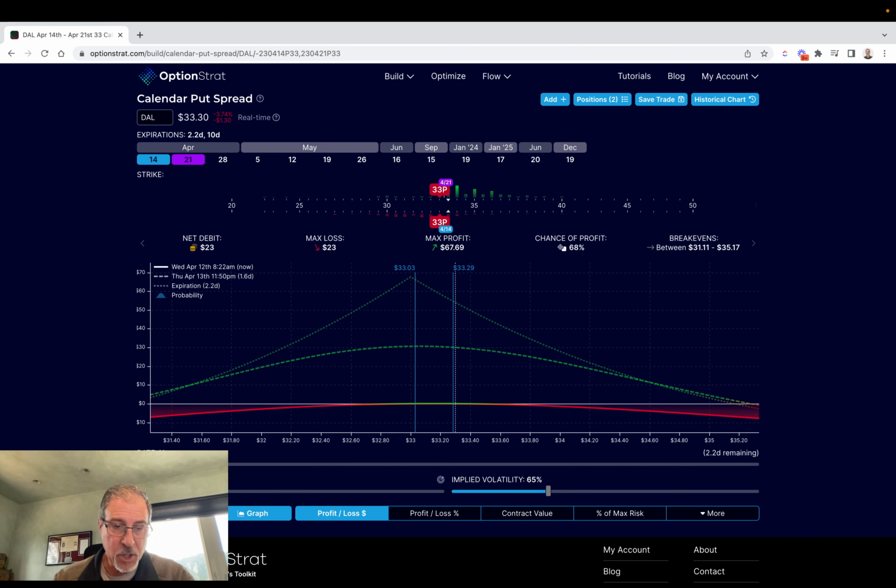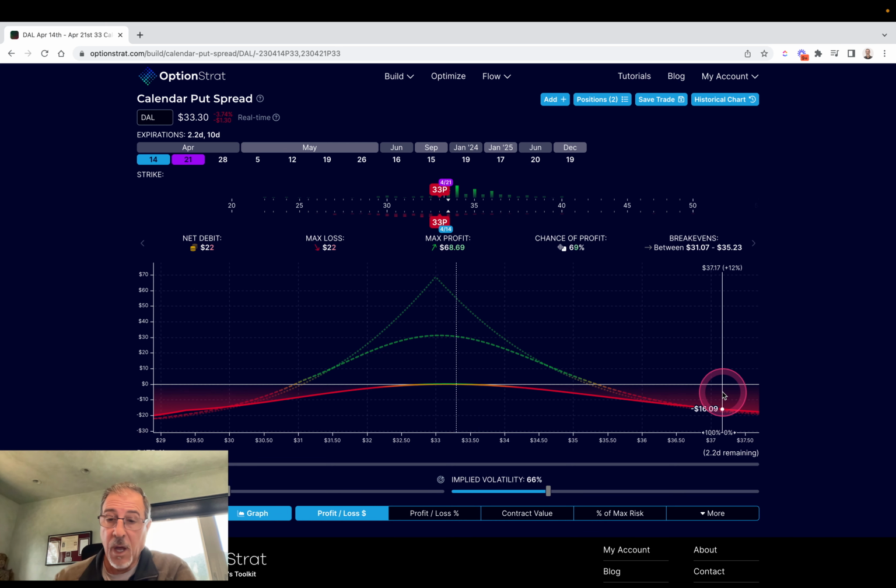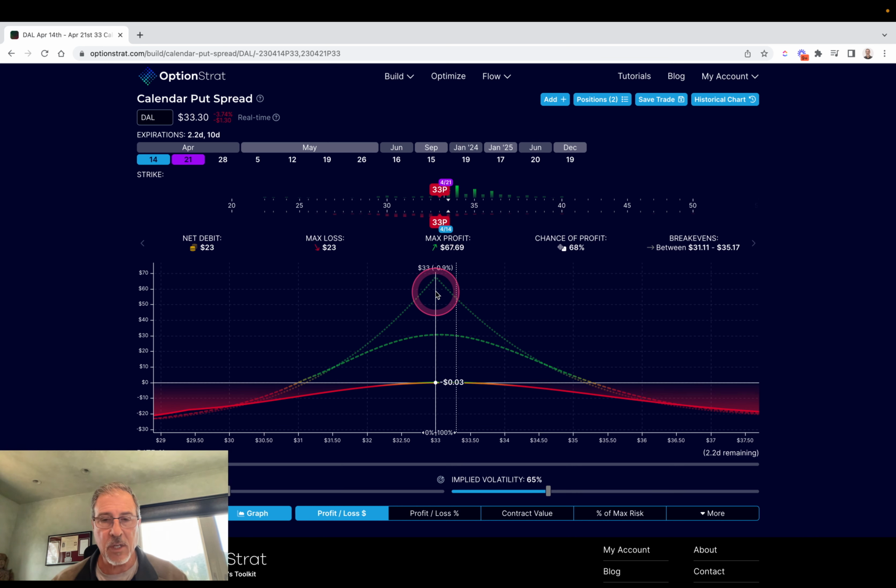Now, what happens here, let me shrink my range down just a little bit. So my maximum risk in this trade is going to be what I pay for it, so $23. And the market would have to be all the way down here at 29 or so for me to experience that maximum risk, or all the way up here at $37. Now, because this is a time spread tent, this is not like a butterfly or a condor where all of your options expire at the same time. And therefore, this tent will shrink and expand with volatility.